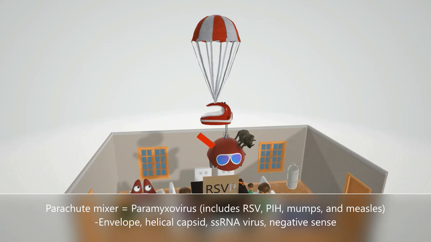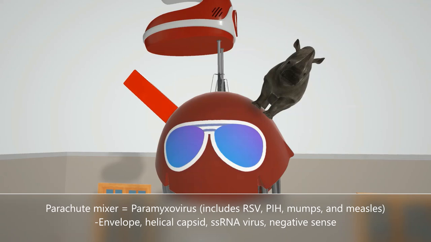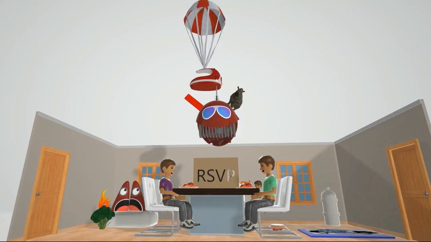And just to review, we note the helical capsid over here that's surrounded by an envelope. The rhino reminds us that it's an RNA virus, and the minus sign over here helps us remember that it is a negative sense virus. Okay, now let's talk about conditions that it's associated with.